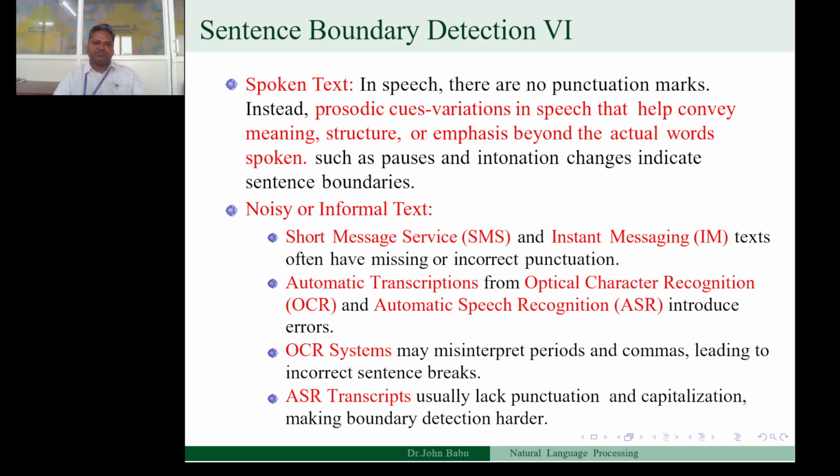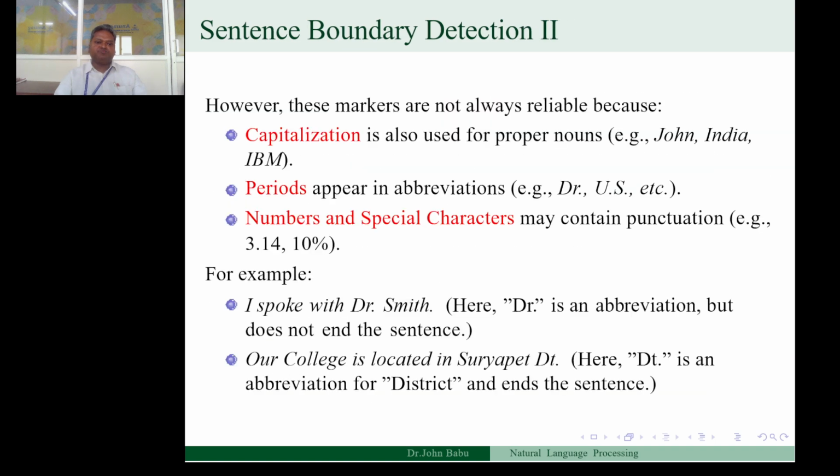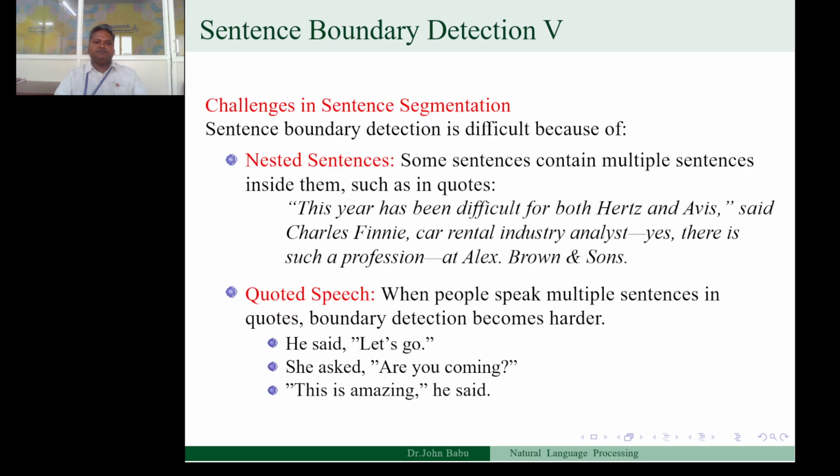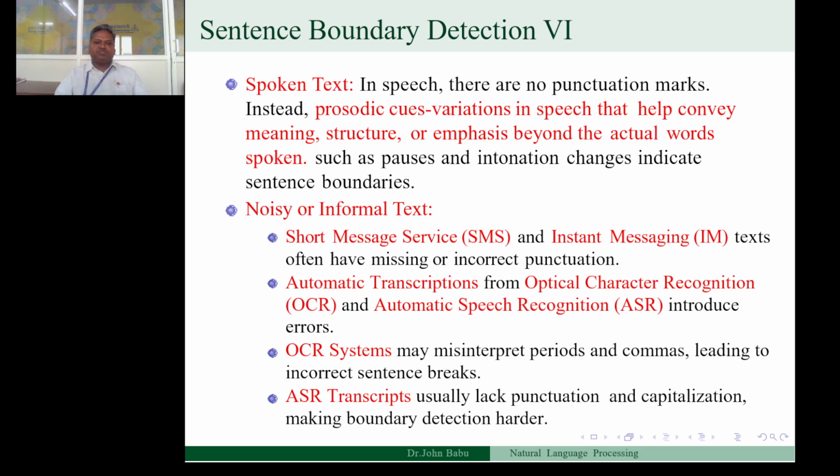Another challenge. We are discussing the challenges, right? So what are the challenges? Punctuation may not always be reliable. Then nested sentences are a challenge. Quoted speech is a challenge. Spoken text is a challenge because there are no lexical or punctuation marks. Then noisy or informal text. Nowadays people are using more and more social media, SMS, instant messages, WhatsApp, or DM, direct messages. All these things, people are using more and more informal language. For example, instead of happy birthday, they will write HBD, and that will be difficult for NLP to extract the boundaries.